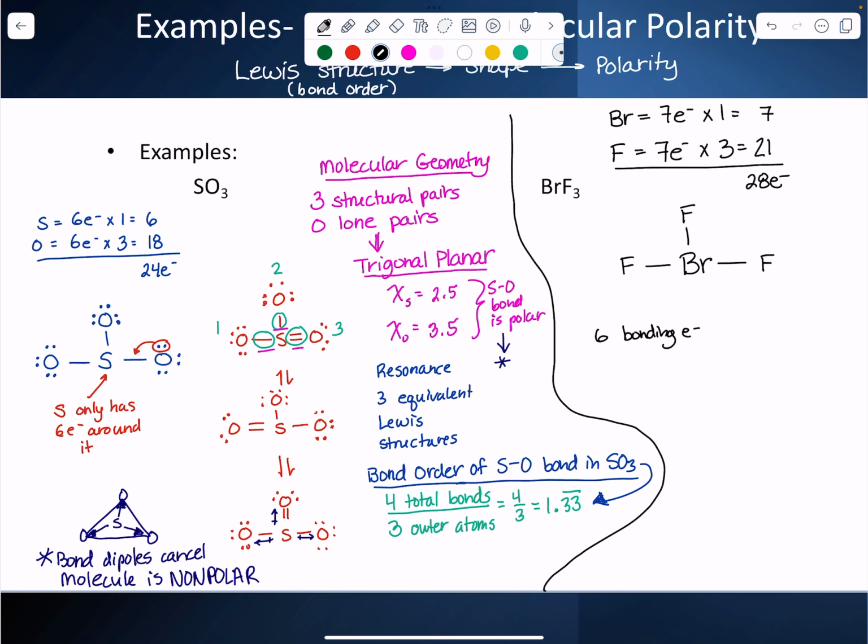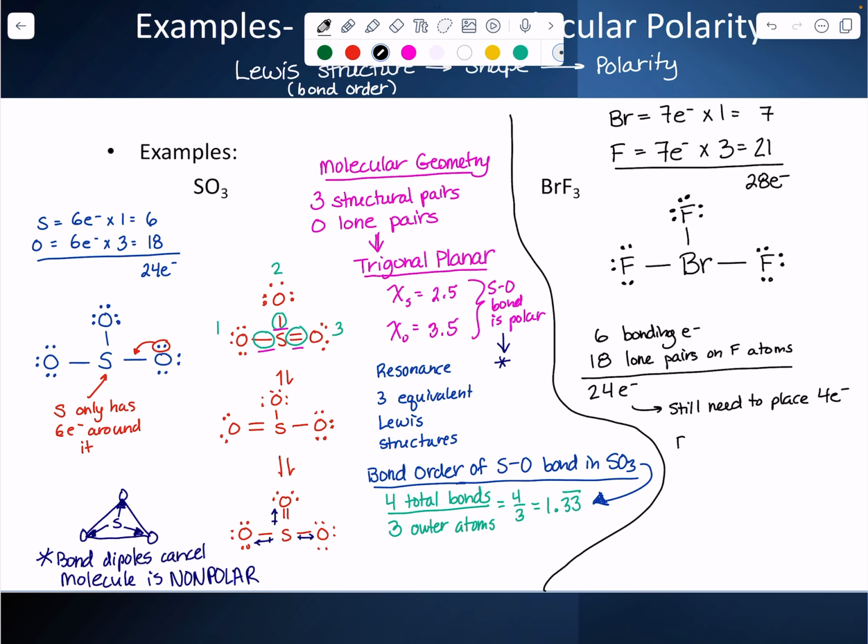And so now we'll put the lone pairs on the fluorines. Each of those can take 6 lone pair electrons, because they have 2 that are in the bond. So 6 times 3 is 18 lone pair electrons. That gives us 24 electrons, so we still need to place 4 electrons.